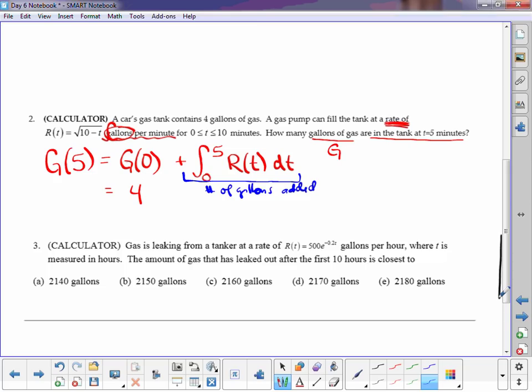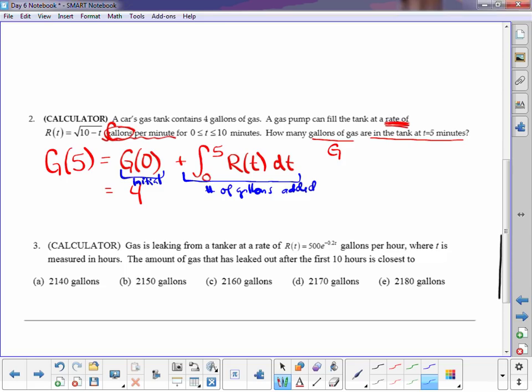Because it's a rate of gallons per minute, when I integrate that, I get just the amount of gallons that have been pumped into my car. But I need to consider how much was already in my car, right? Because it asks me how many gallons of gas are in the tank. Was there any initial amount? And so that's where this comes from. This is my initial amount that I had. Does that make sense? Our initial amount plus how much has been added will give me my final amount.